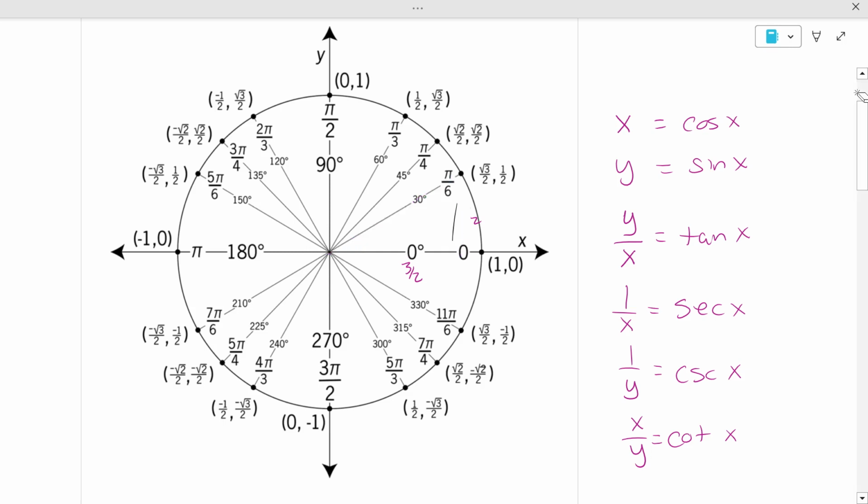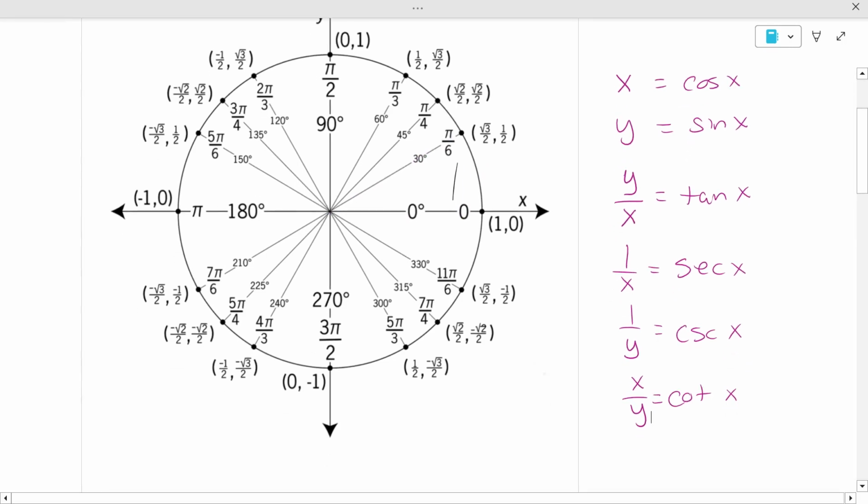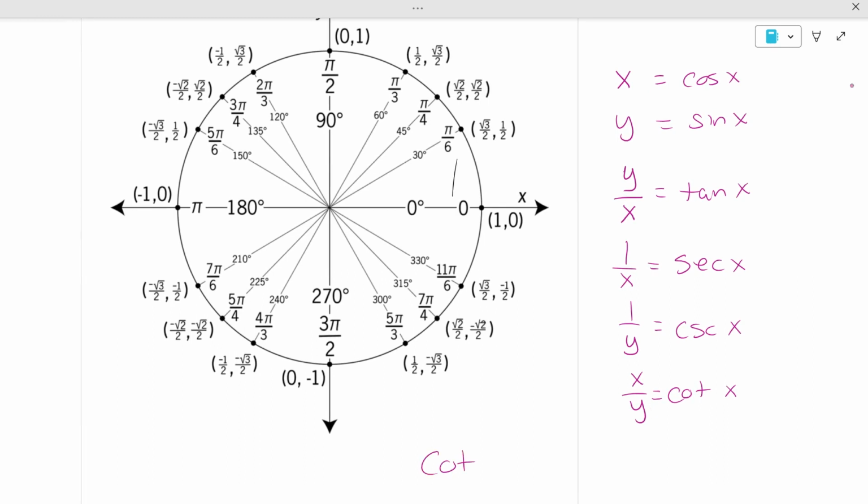So if I ask you, what is the cotangent of 11 pi over 6? The other day you would have changed that into 330 degrees by multiplying by 180 over pi. And then you would have drawn a triangle with a 30, 60, 90 angle, and so on. But today all you have to do is look at this. 11 pi over 6 is here. I want to go x over y. So it's square root of 3 over 2 over negative 1/2.